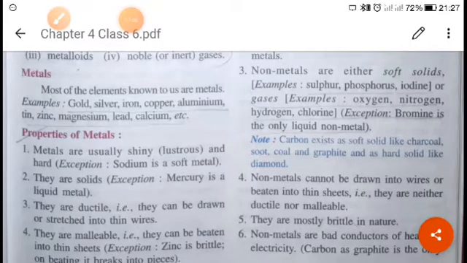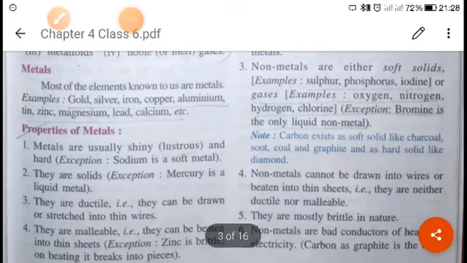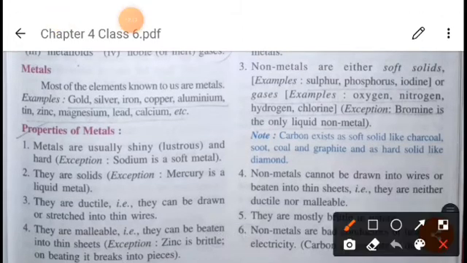Metal, most of the elements known to us are metals. Just like gold is a metal. Silver is also a metal. Iron is also a metal. Aluminum is also a metal. Zinc is also a metal. Magnesium is also a metal. Lead is also a metal. Calcium is also a metal.